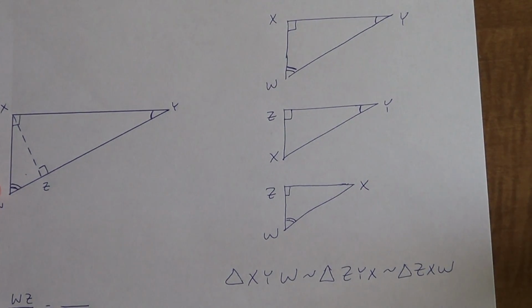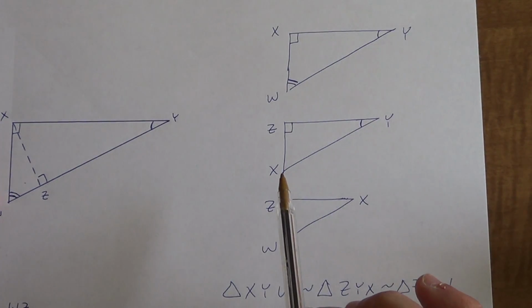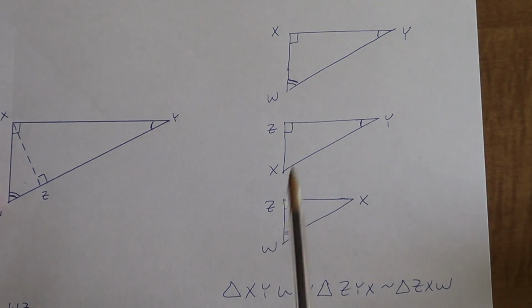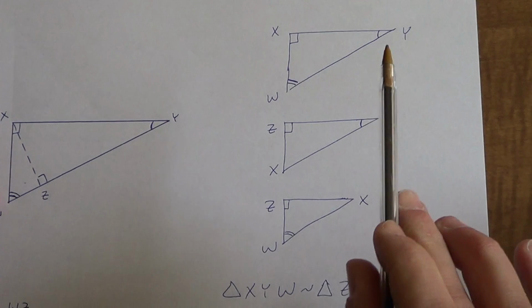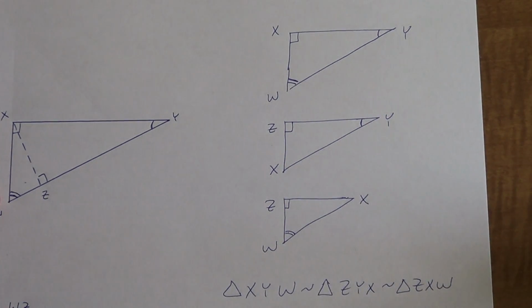Alright, now, if you did a little bit different, that's okay. Let's say you went W, X, Y. Then you need to do X, Z, Y, W, Z, X. Maybe you did X, W, Y. ZXY, ZWX, that's fine, just stay consistent.